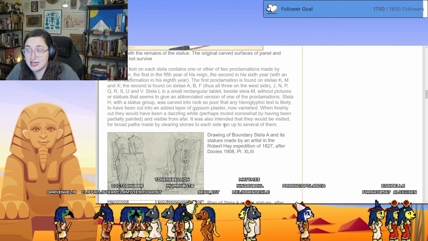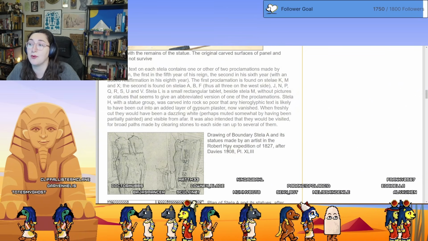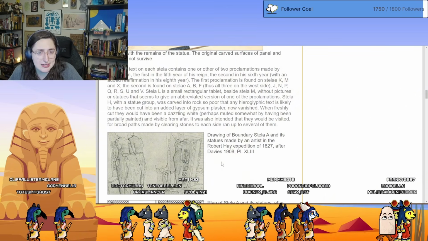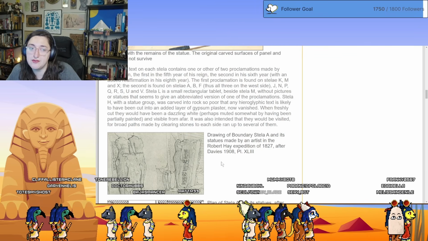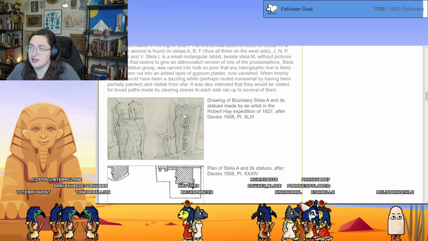It was also intended that they would be visited, for broad paths made of cleared stones to each side ran up to several of them. So these are meant to be visited potentially by the people of the city or by others who are coming to visit the city. Here you can see some more images.